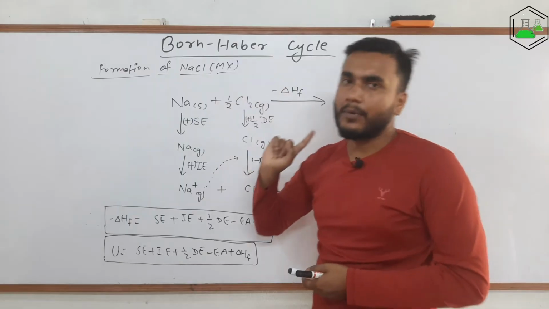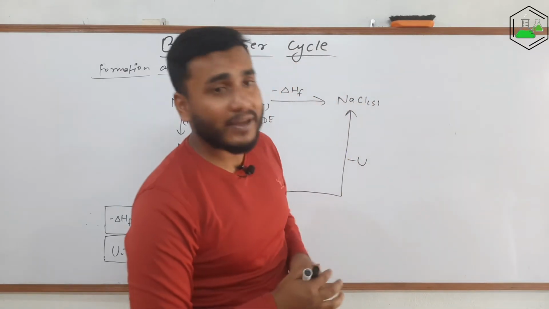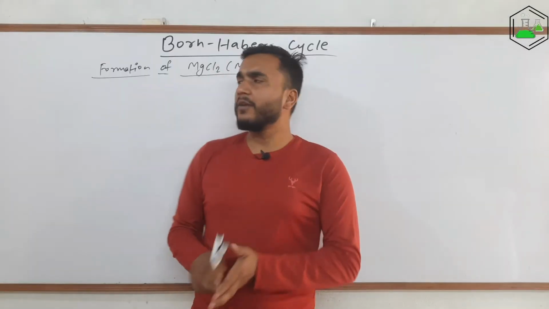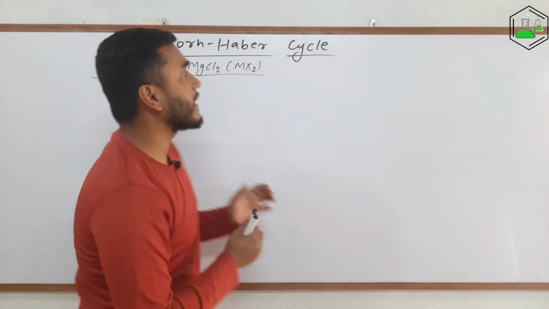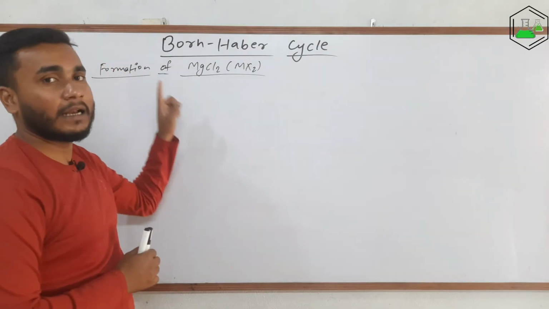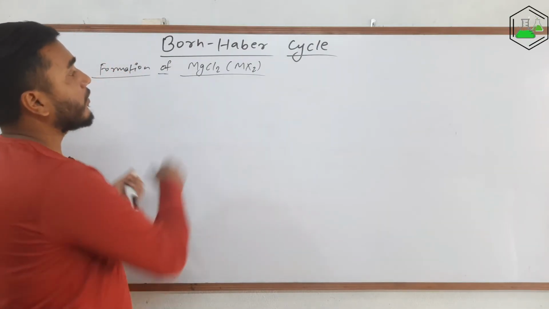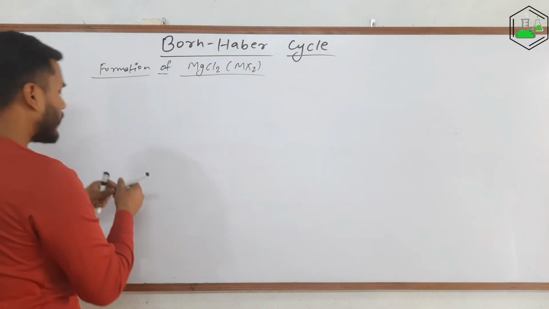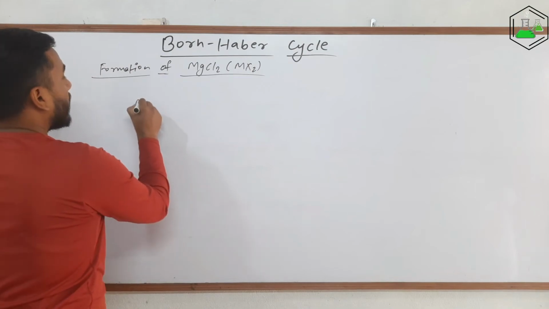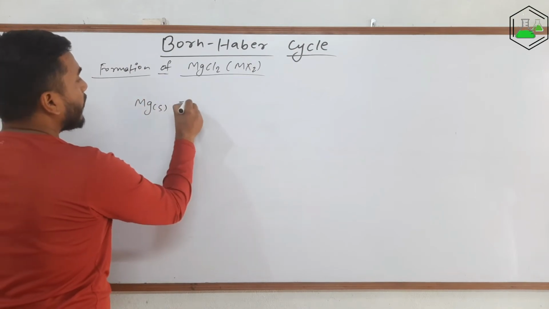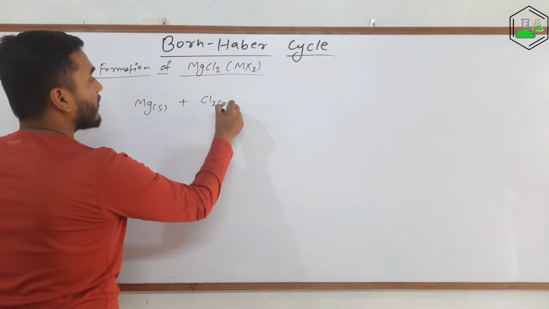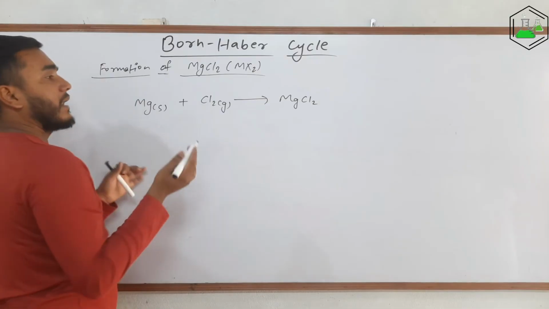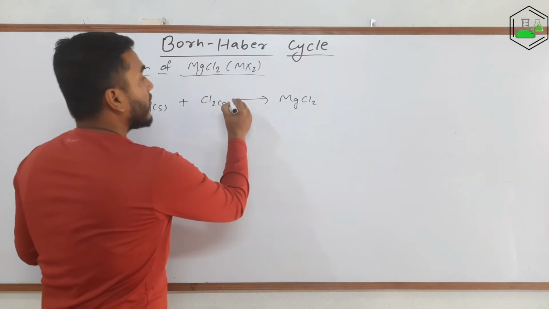This is the MX type of compound. Now let me teach you the MX2 type of compound. For this, let me read this portion. For the formation of an MX2 type of compound, we are taking the example of the formation of magnesium chloride, that is MgCl2. There is one metal Mg and 2 chloride ions, that is Cl2. Now let's see how this reaction happens. So magnesium in solid state will react with chlorine in gaseous state to form magnesium chloride, right? We don't have to balance it because it is already balanced.